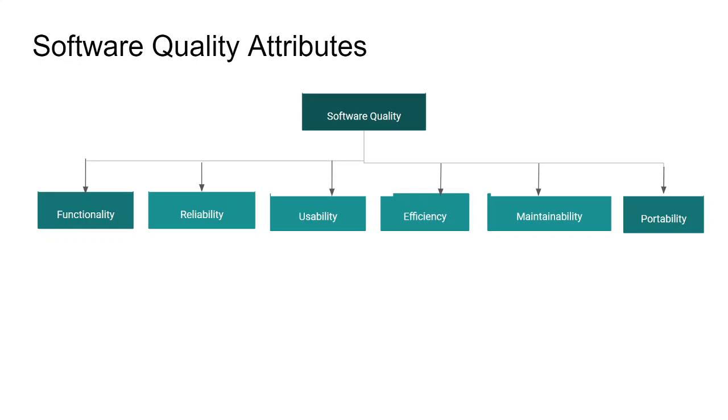Next is portability. Some softwares are designed for only one system, but otherwise your software should work on multiple systems or multiple platforms. Only then you say a software is of high quality. So these are some of the important software qualities.